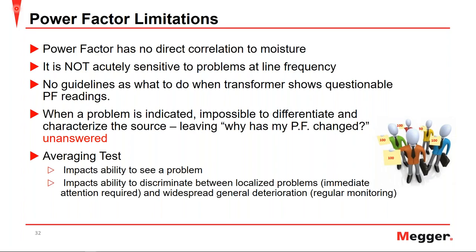Also, when a problem is indicated, it's nearly impossible to characterize, leaving you with the question of what happened to make my power factor change. And this kind of leaves that question unanswered. Lastly, power factor also has a limitation in the fact that it's an averaging test. So let's look at these students over here. We got 5 students that had tests and got their grades back, and 4 of those 5 students passed with 100s.